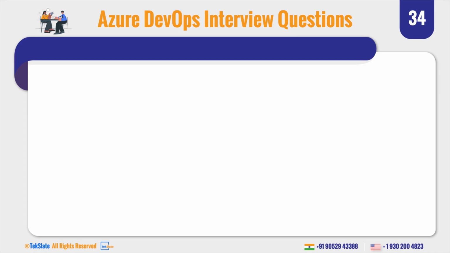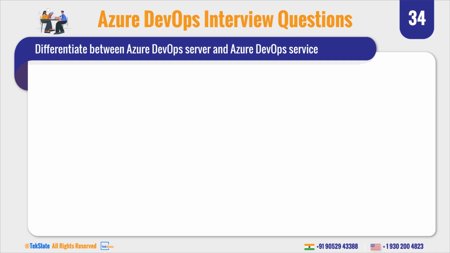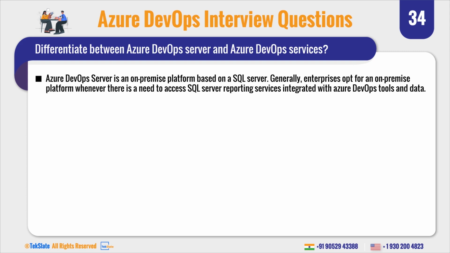The next question says, differentiate between Azure DevOps Server and Azure DevOps Services. Azure DevOps Server is an on-premise platform based on the SQL Server. Generally, enterprises opt for an on-premise platform whenever there is a need to access the SQL Server Reporting Services integrated with the Azure DevOps tools and the data. On the other hand, Azure DevOps Services are the cloud services of Microsoft Azure. It offers highly reliable as well as scalable, globally available services.